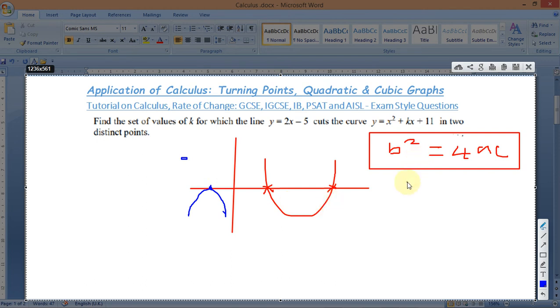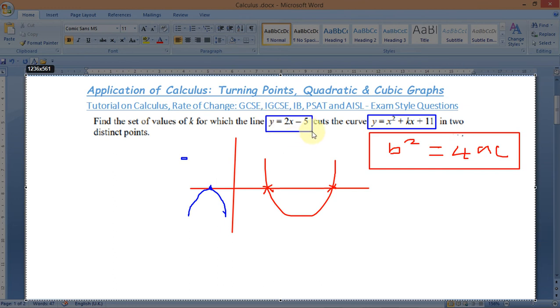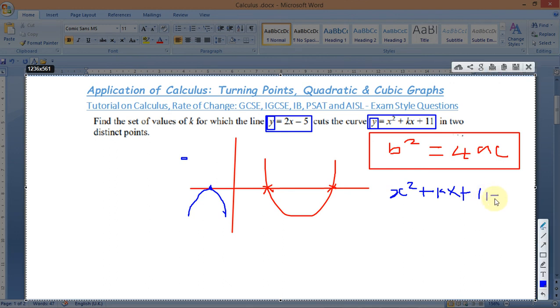So I have that. Now the first thing is that at the point of intersection, the linear graph will be equal to the quadratic graph. The curve will be equal to the linear curve at the point of intersection. Meaning I'm going to equate these y's. So when the linear graph equals the quadratic graph, by implication I'm going to equate x squared plus kx plus 11 equals that function there, that is 2x minus 5.